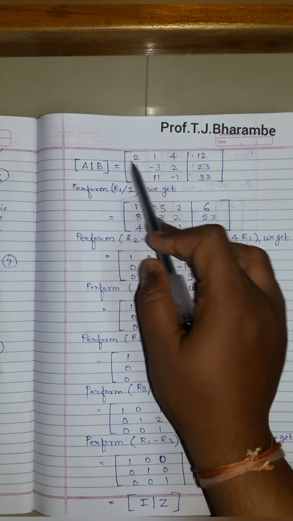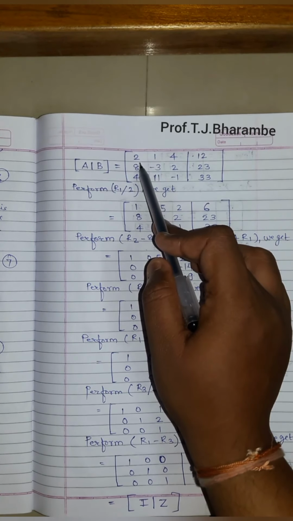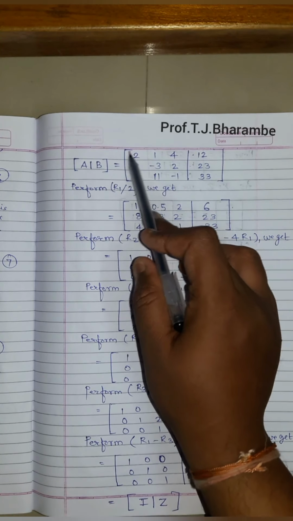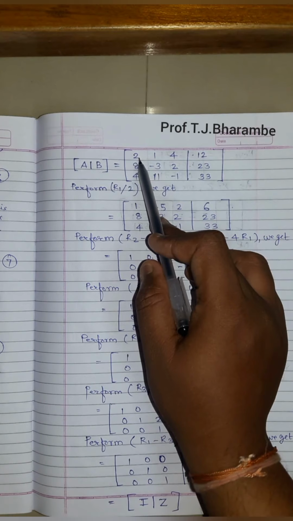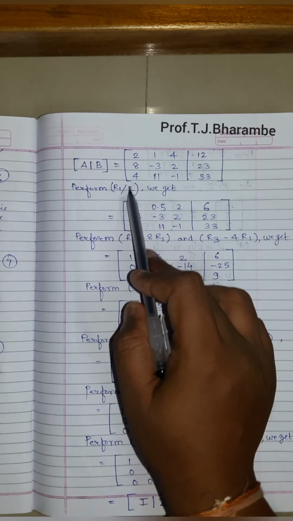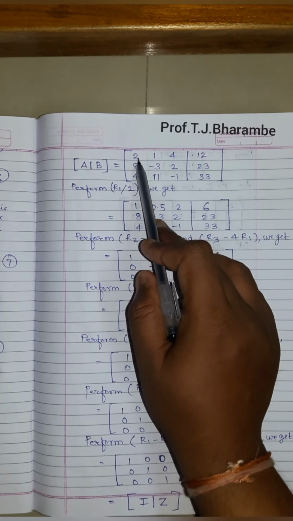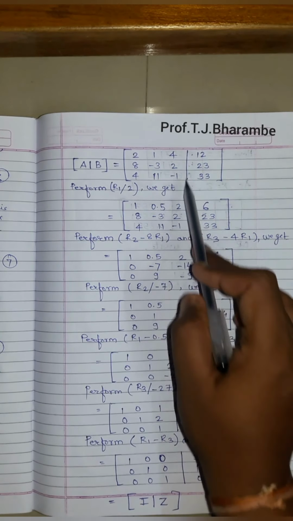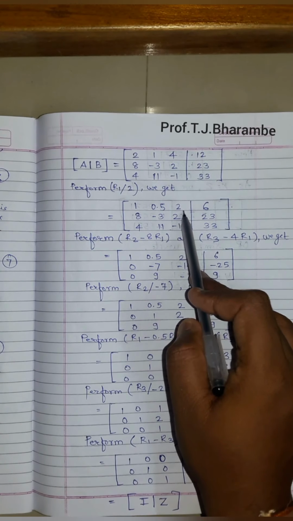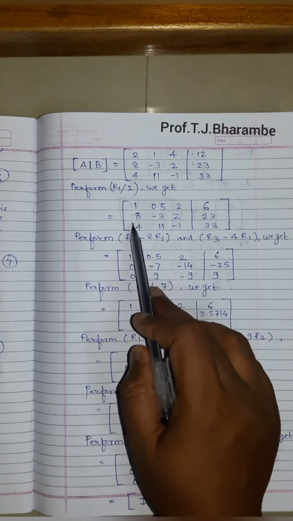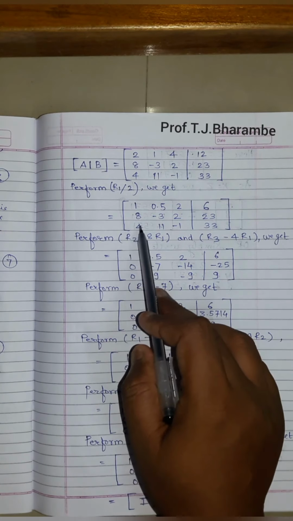Our first diagonal element is 2 here, so we have to make it 1. How do we make it 1? We have to divide it by 2, so we perform R1 by 2. See here, we have performed R1 by 2. 2 by 2 is 1, 1 by 2 is 0.5, 4 by 2 is 2, 12 by 2 is 6. Only R1 has changed; the remaining rows are unchanged.